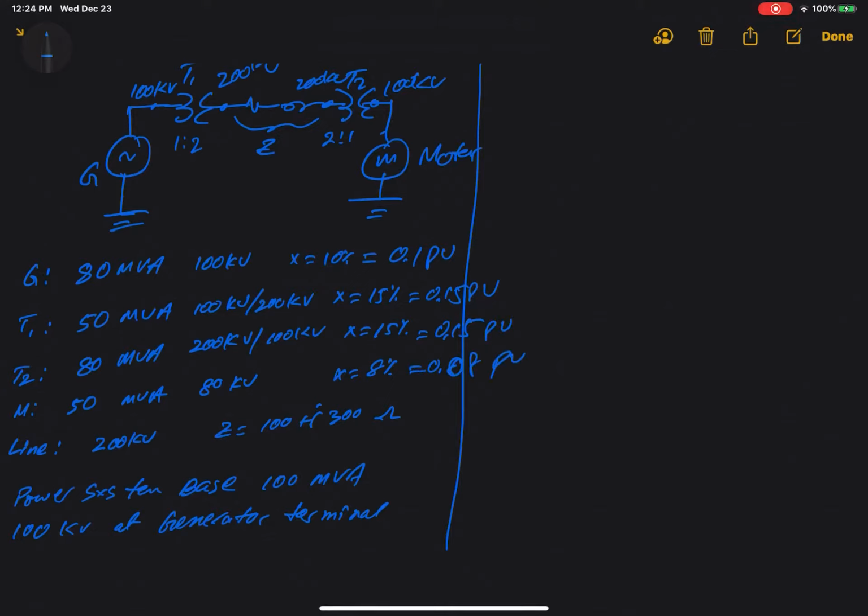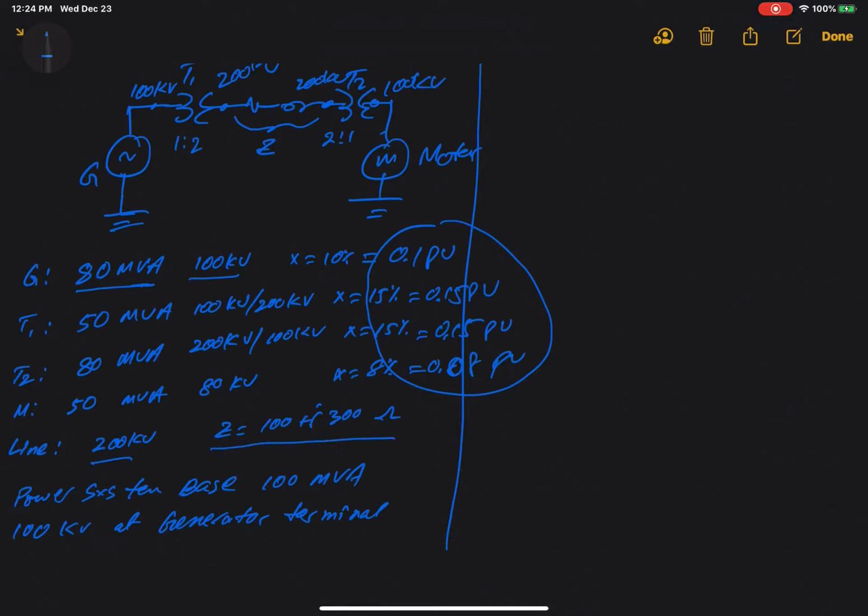What this means is important to understand. It's saying that this 0.1 per unit impedance was done based on this voltage and this MVA. All right, so based on this voltage we have 0.1 per unit impedance. The same goes for transformer 1, transformer 2, the motor, and the line, each has its own voltage and impedance.